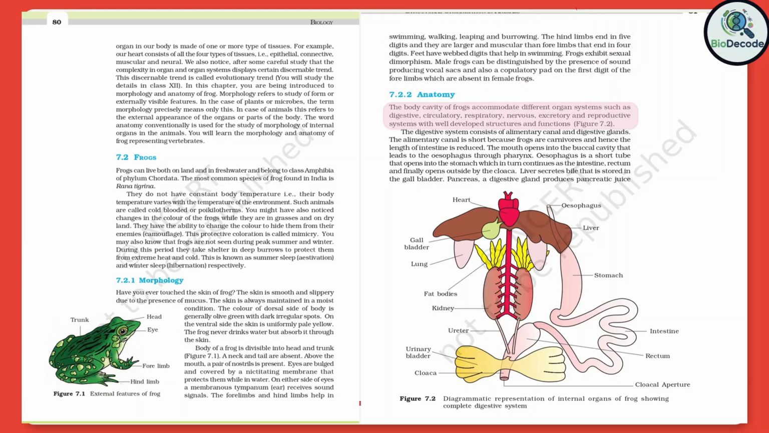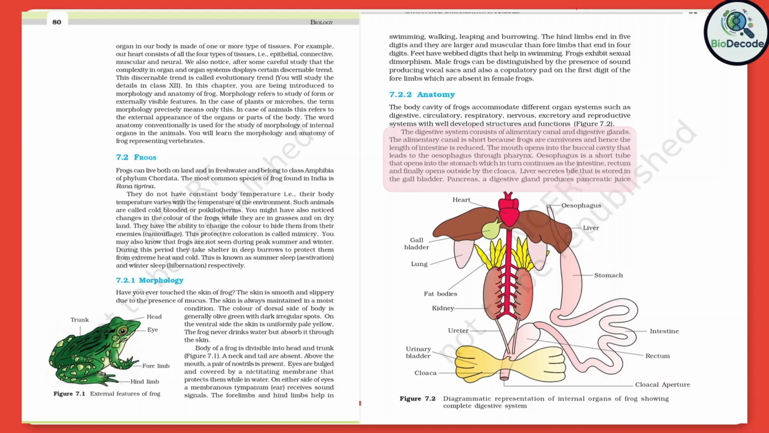Anatomy. The body cavity of frogs accommodates different organ systems such as digestive, circulatory, respiratory, nervous, excretory, and reproductive systems. With well-developed structures and functions, Figure 7.2 shows the complete digestive system of a frog. It depicts the heart, lung, liver, stomach, intestine, rectum, urinary bladder, ureter, cloaca, and cloacal aperture. Fat bodies are shown near the kidney.